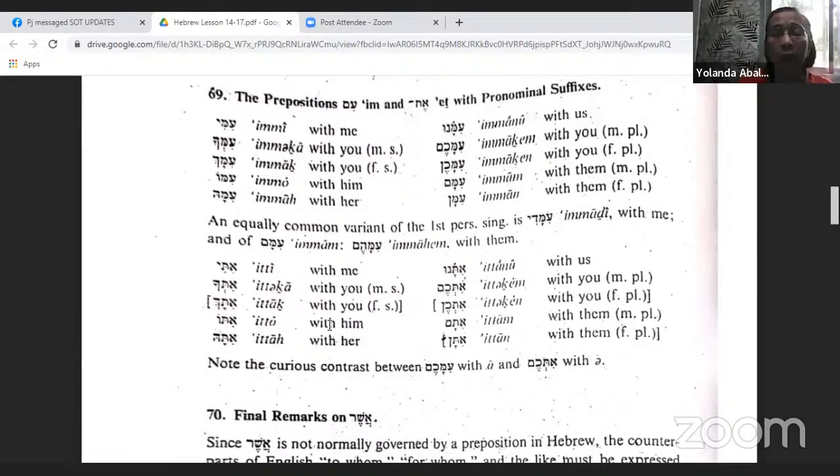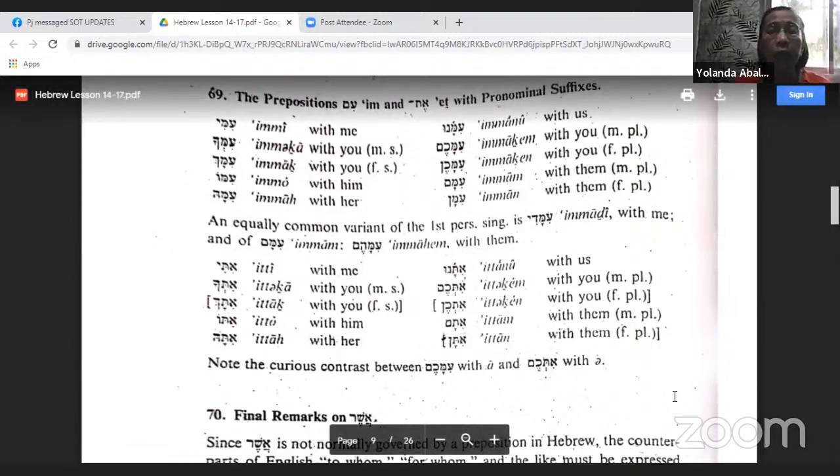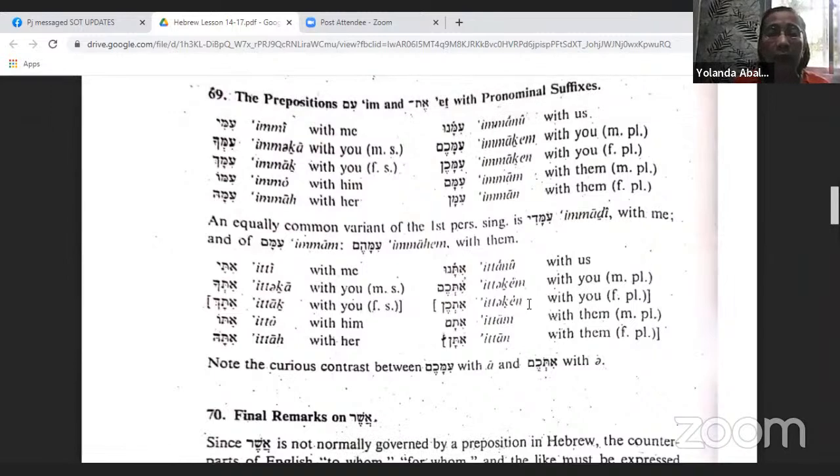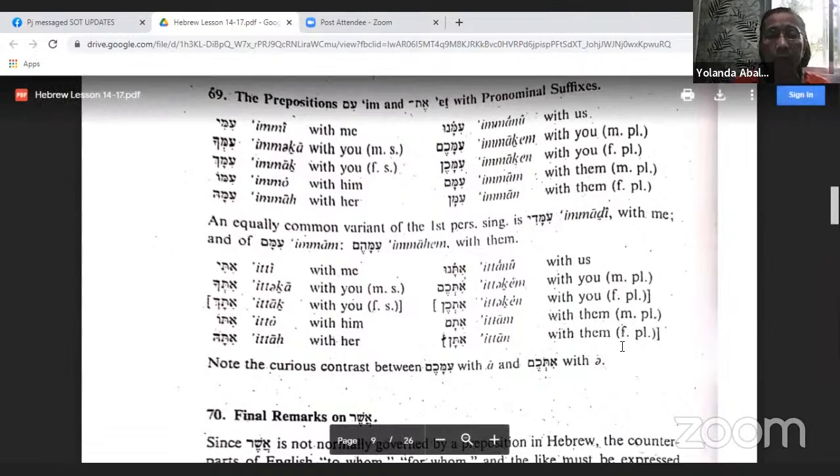With him. With her, ita, aleph, i-t-t-a-h. Ita, with her. With you, men, etkem. With you, women, etken. Itam, with them, the men. Itan, with them, the women.